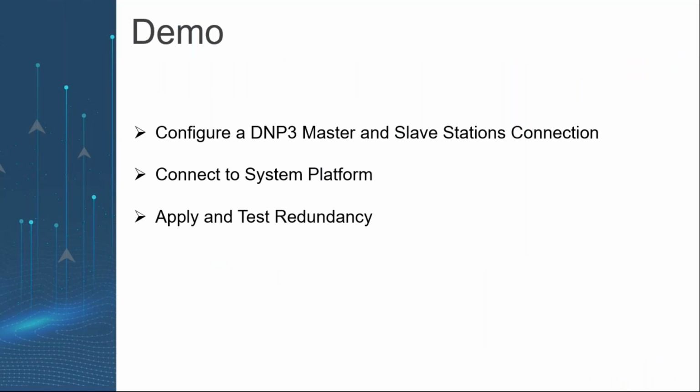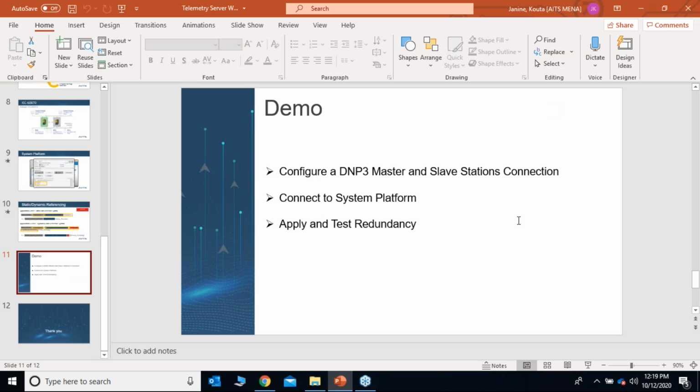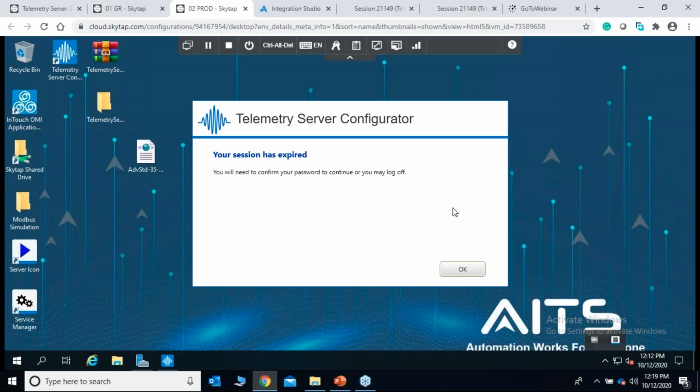Now, I will be demonstrating some examples. We will be configuring a DMP3 master and slave stations inside the telemetry server. Second, we are going to connect to the system platform. After that, we will apply and test redundancy. Let's go to our machine.